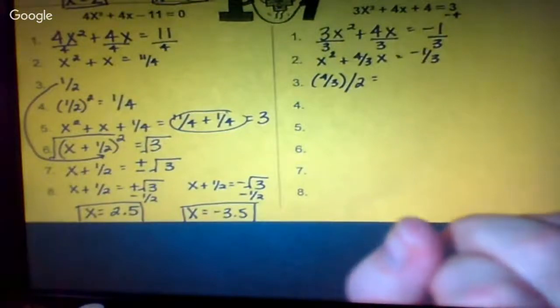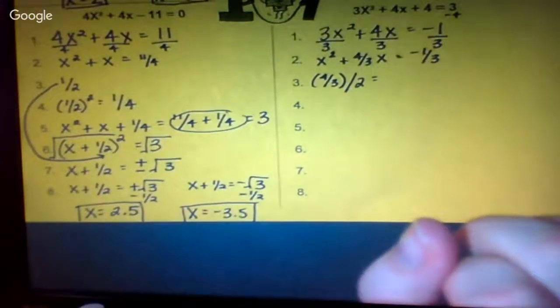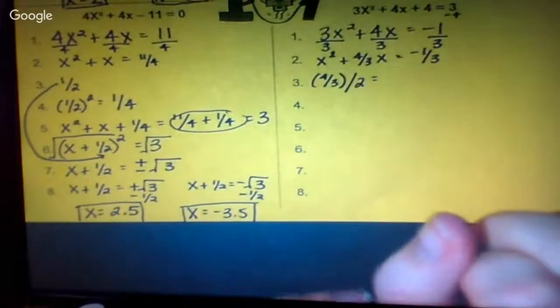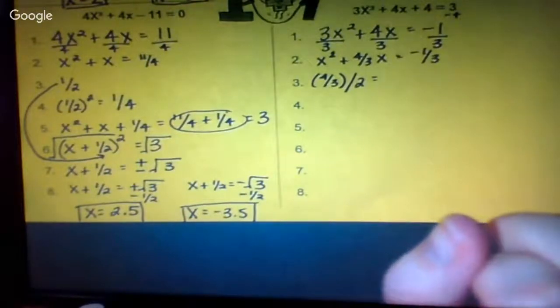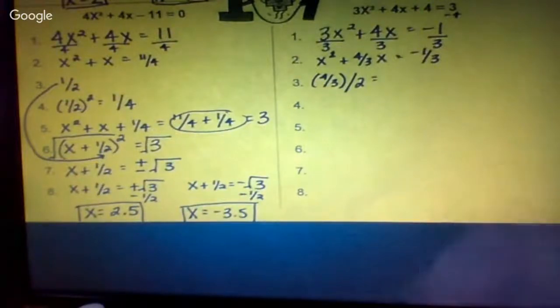Bro, I'm scared. This number's scary. You said what? 2 over 3? I thought it was supposed to be 8. I need you to change it to a fraction. So yeah, it's 2 over 3 then.